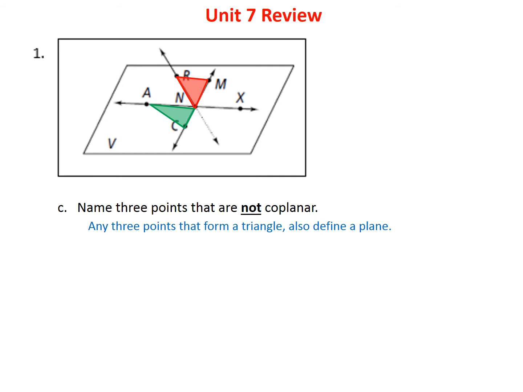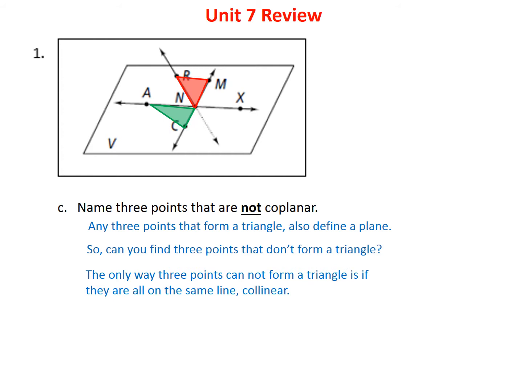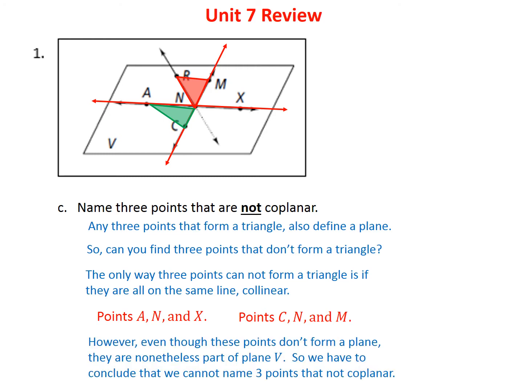So that might lead us to think that maybe if we could just find 3 points that somehow don't form a triangle. Well, the only way that can happen is if they're all on the same line, they're collinear. So if I look for a line, for example, there's a line, and I can say, okay, A and X, those 3 points don't form a line. Likewise, C and M don't form a line, but that doesn't mean they're not coplanar, because you notice both of those lines lie in plane V, so all 3 of those points are also coplanar. So we have to end up in this question concluding that we cannot name 3 points that are not coplanar in this diagram.